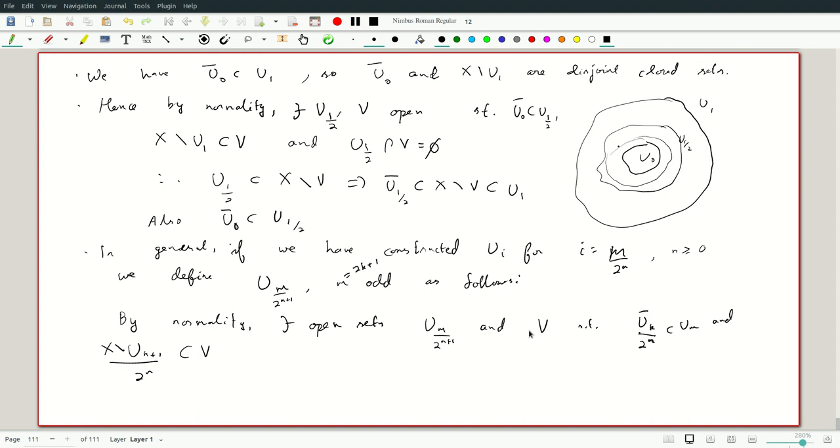I didn't emphasize, but the previous hypothesis tells you that U0 bar and the complement of U1 are disjoint. So these two are in fact disjoint closed sets inductively, and hence we can find these sets contained here. It's crucial, the strong containment tells you these two closed sets are disjoint. So we find V such that this is contained, and x minus U_{k plus 1 by 2 to the n} is contained in V. Then U_{m by 2 to the n plus 1} is as required.